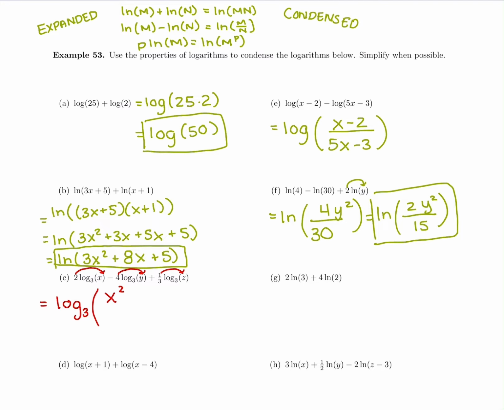The next term has a minus, so I'm going to put that y in the denominator, and it's going to be raised to the 4th power. Lastly, we have plus the z term, so z must go in the top since it's added, and it's to the 1/3 power, which really means the 3rd root. So we have x squared times the 3rd root of z in the top, and since the y term was subtracted, it's put in the bottom, and it's still to that 4th power.